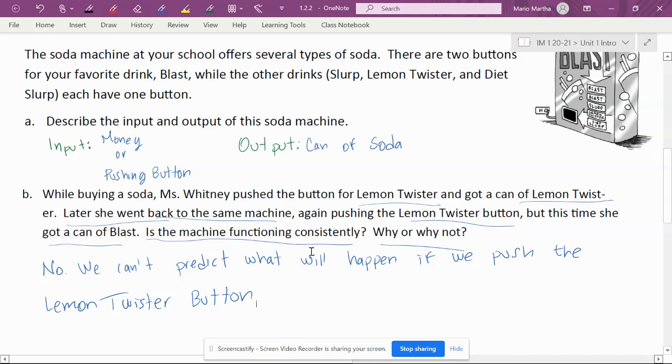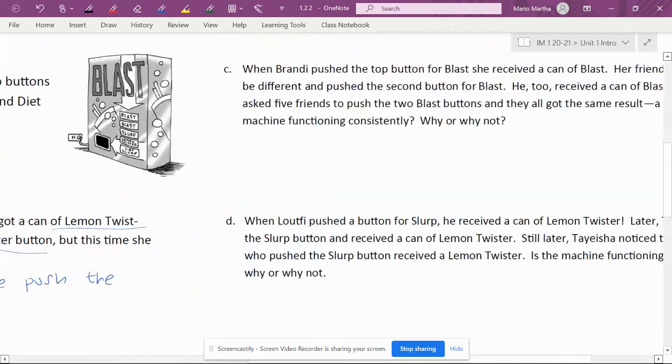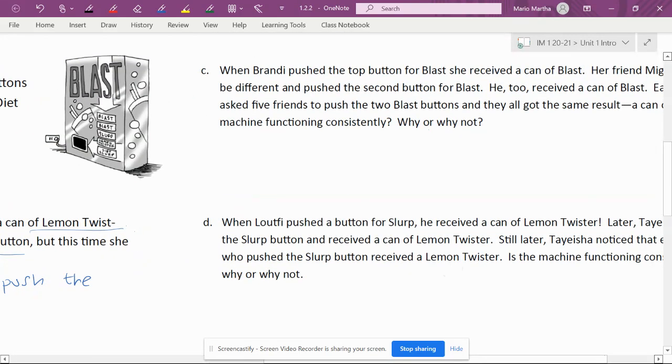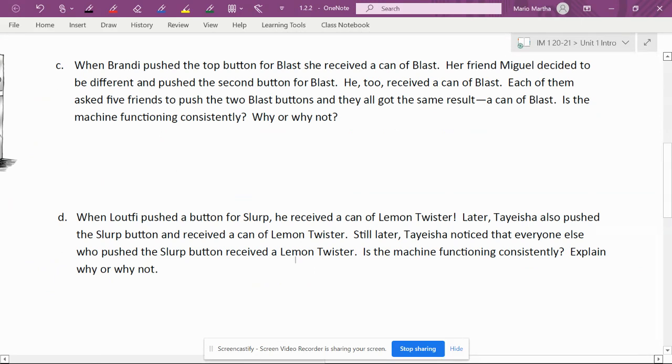Then let's look at part C. When Brandy pushed the button for Blast, she received a can of Blast. Her friend Miguel decided to be different and pushed the second button for Blast. He too received a can of Blast. Each of them asked 5 friends to push the 2 Blast buttons, and they all got the same results, a can of Blast. Does the machine function properly?